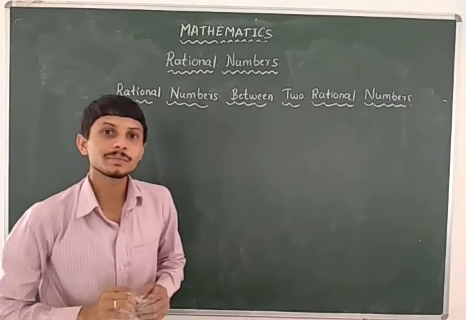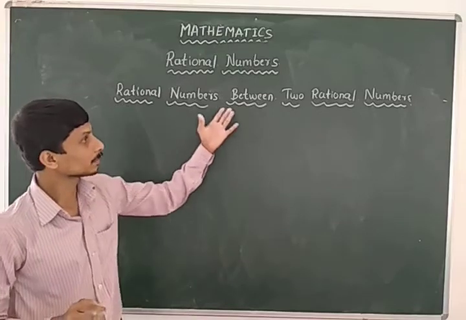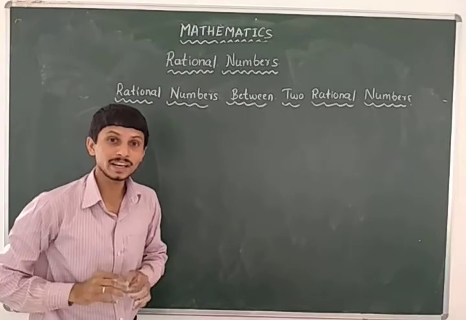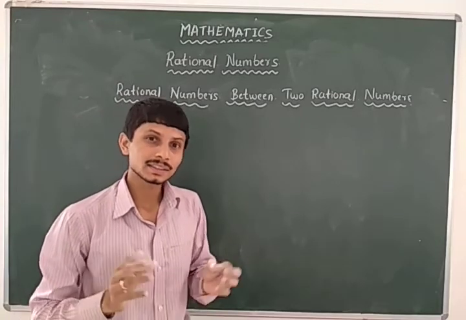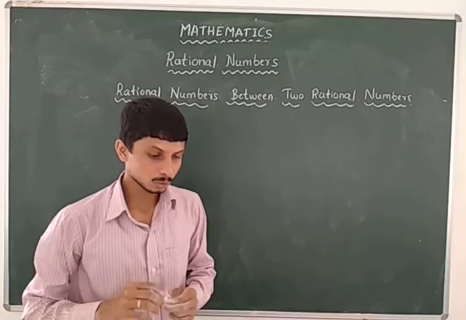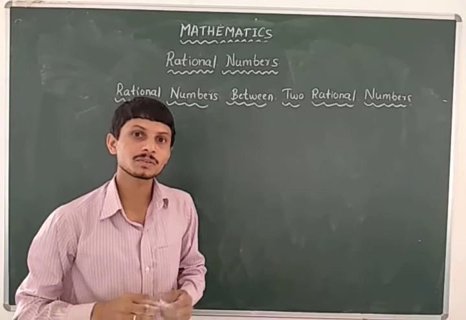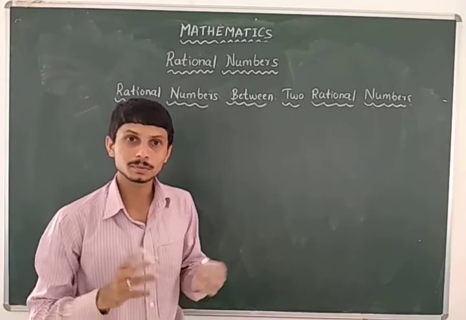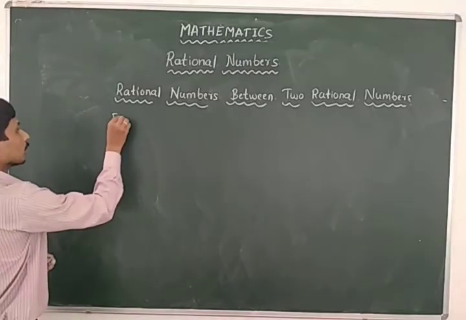So here we have come to the final topic of this lesson: rational numbers between two rational numbers. We have to find some rational numbers between two rational numbers. There are some methods to find the rational numbers between two rational numbers. First we are taking some examples, and we have to find some rational numbers between the given two rational numbers.